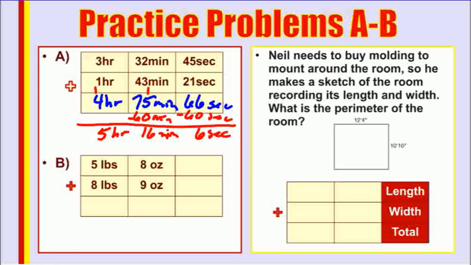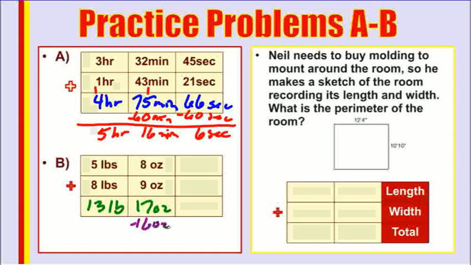Next one, I got 5 pounds, 8 ounces, plus 8 pounds, 9 ounces. So 8 plus 9 is 17 ounces. 5 plus 8 is 13 pounds. But I know that there are 16 ounces in 1 pound. So I can subtract 16 ounces and get a pound for that one. So that would give us 1 ounce and 14 pounds.